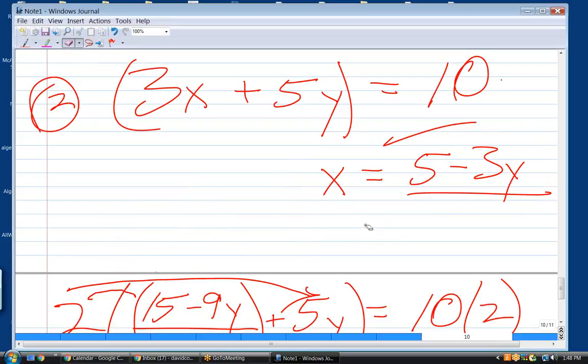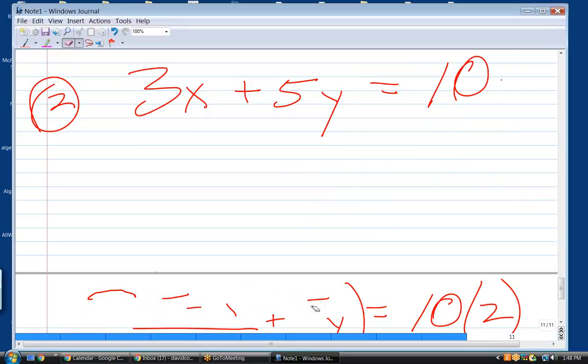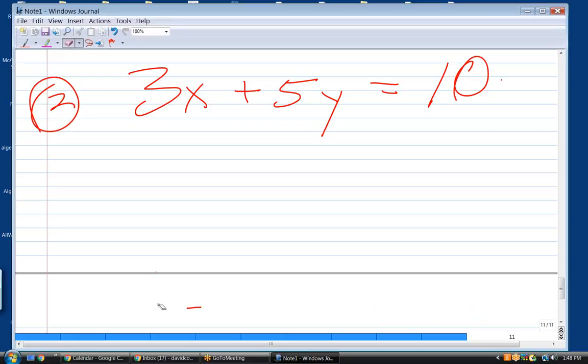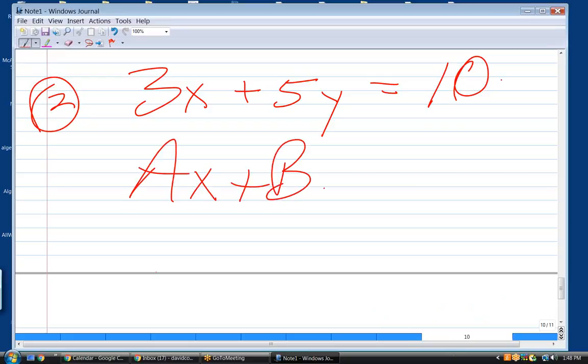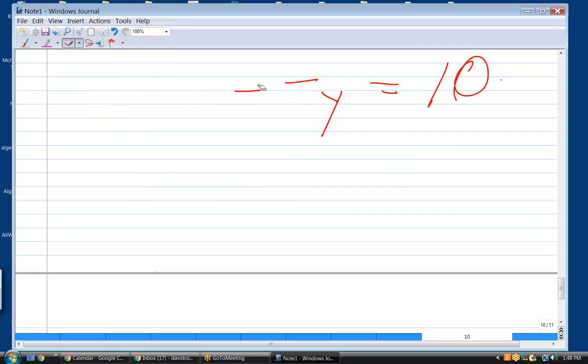If both of them are in standard format, meaning your x and your y are on the same side of the equation and your number is on the other side, that's called standard format. It's written like this: ax plus by equals c. That's standard format. If both equations are given to you in standard format, then the best way to solve them is almost always by elimination.